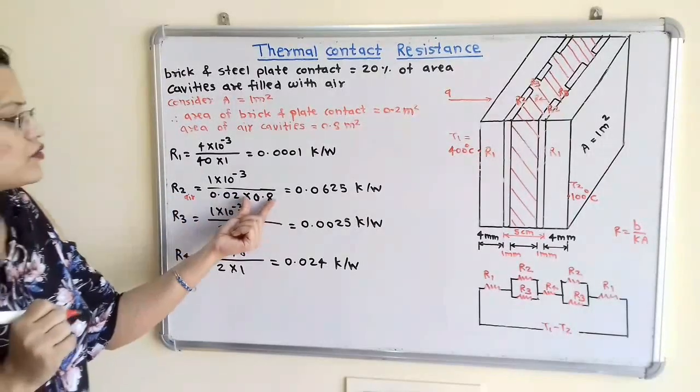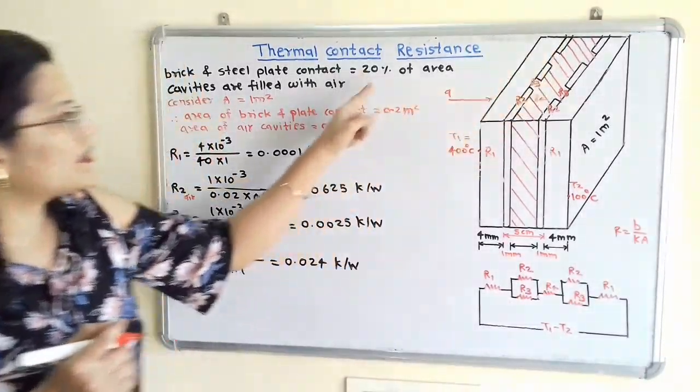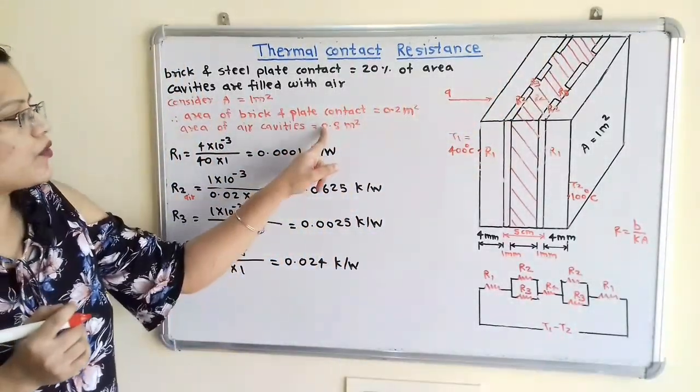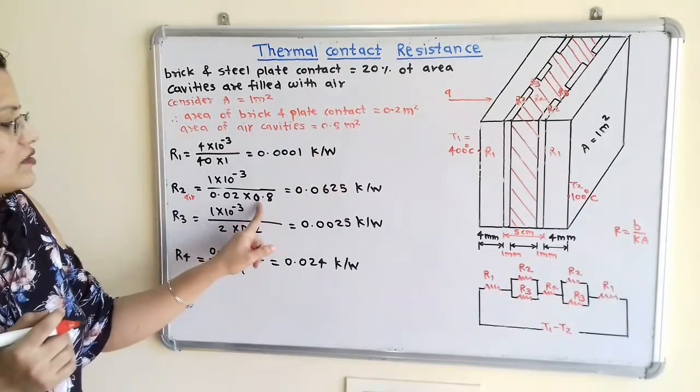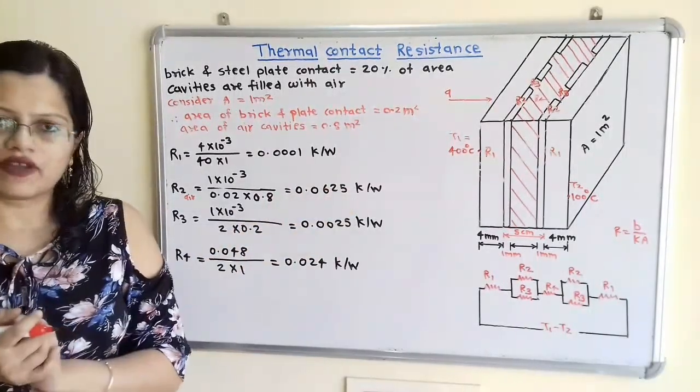And then A. So what is the area? The air cavities are 80% of the area, that is 0.8 meter square. So we have to write here 0.8. So the answer is 0.0625 Kelvin per watt.